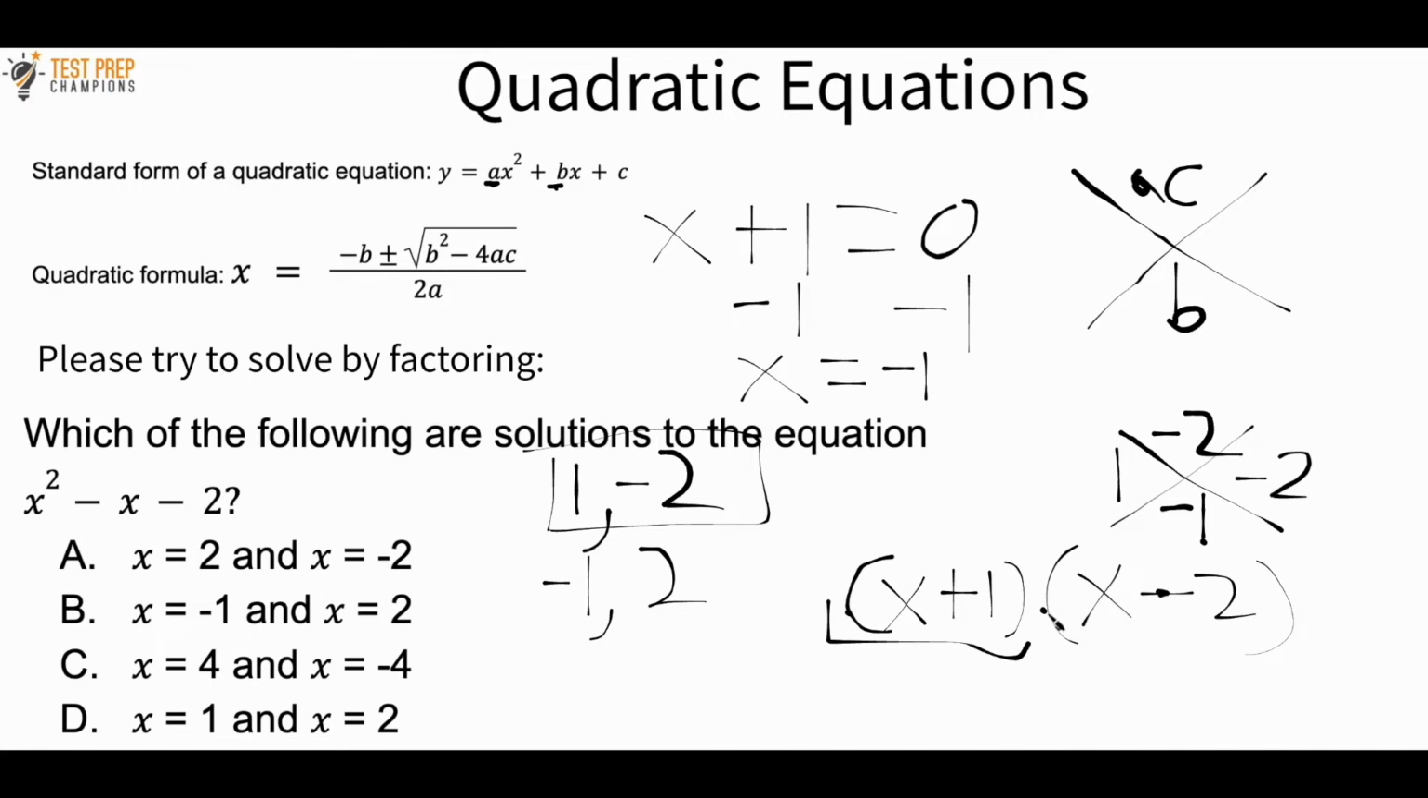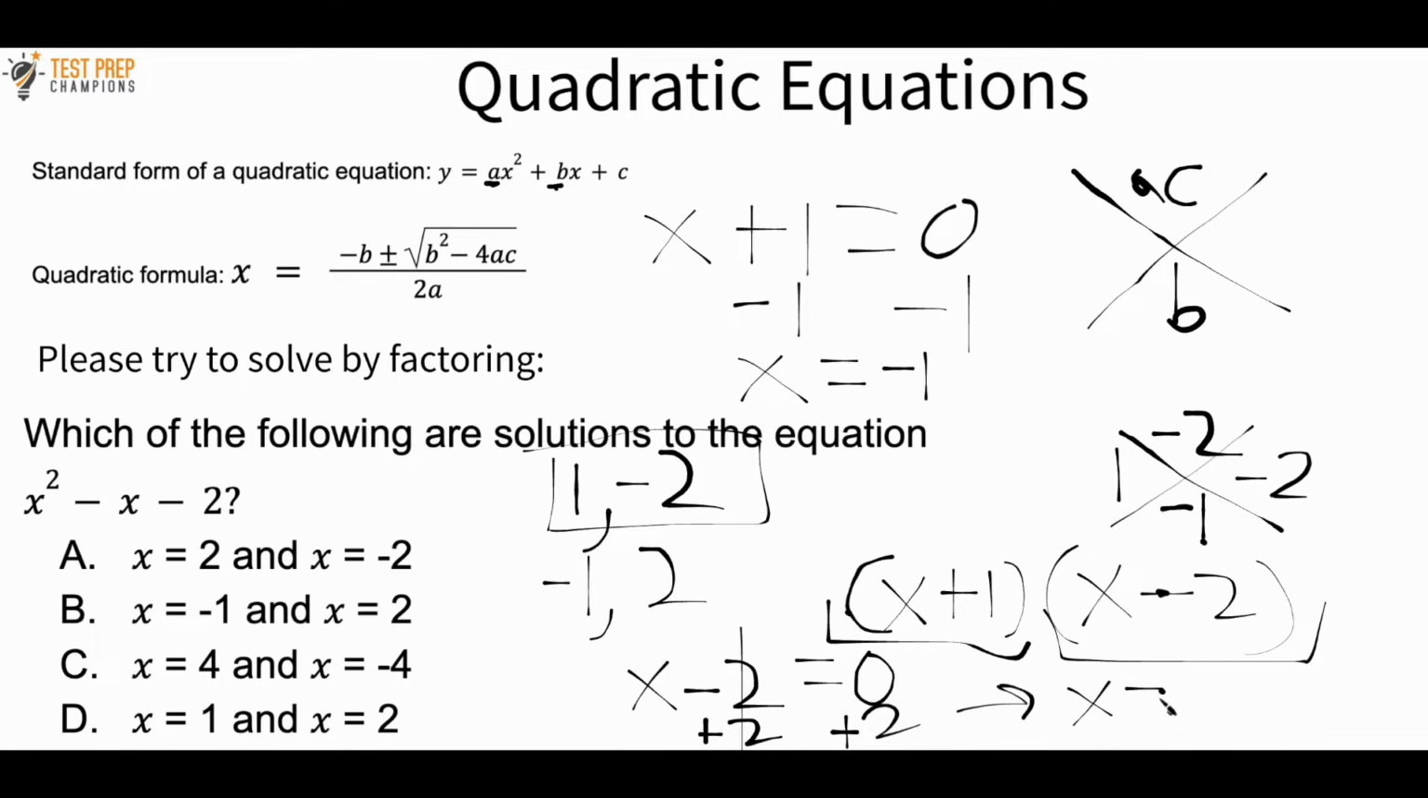Now to get the other solution, I want to take this x minus 2, and I set x minus 2 equal to 0, and I want to solve for x. In other words, I want to get x by itself on one side of the equation. And the way I do that is by adding 2. So I add 2 to both sides, and what do I get? I get x equals positive 2. So B is the correct answer here.